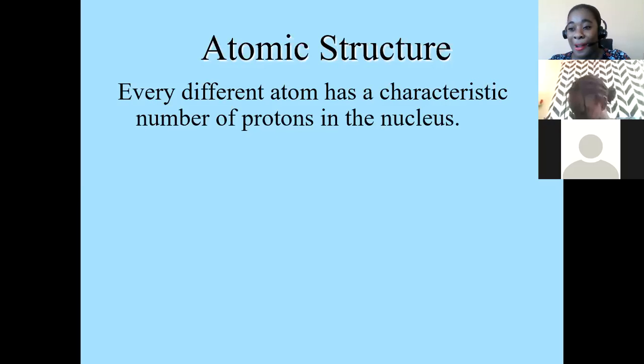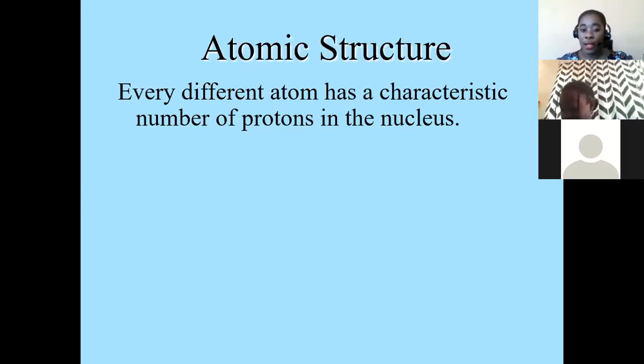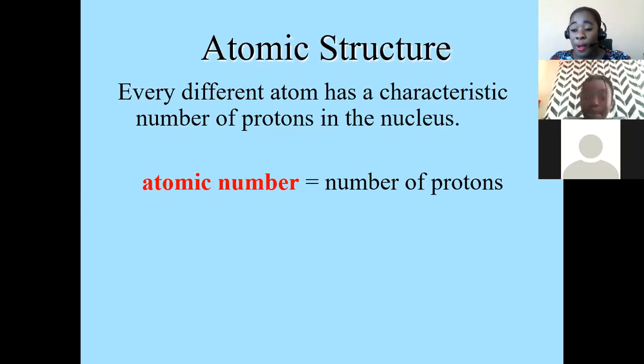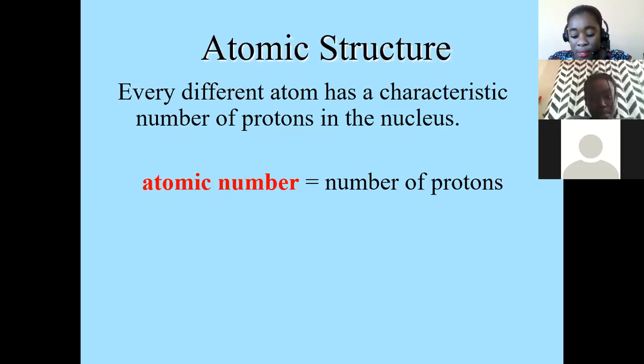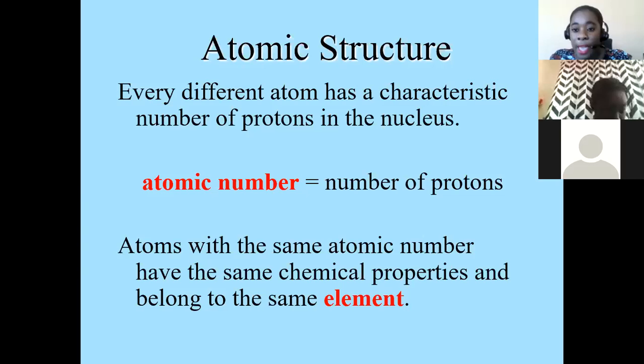It's going to be everything that we'll learn. All right? So every different atom has a characteristic number of protons in the nucleus. Now, the atomic number, very important. The atomic number is equal to the number of protons. Very important that you write that down. The atomic number is equal to the number of protons. Atoms with the same atomic number have the same chemical properties and belong to the same element.